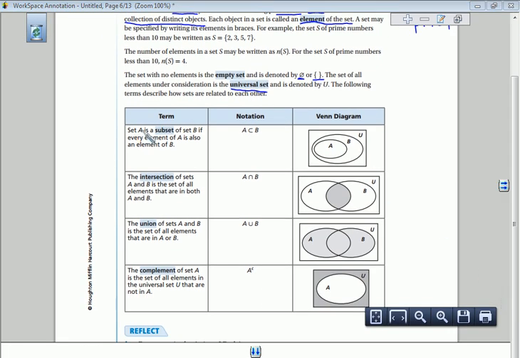All right, set A is a subset of set B if every element of A is also an element of B. Okay, so here it says A is a subset of B. So this kind of C-looking thing, sideways U, you can think about it, that means subset.